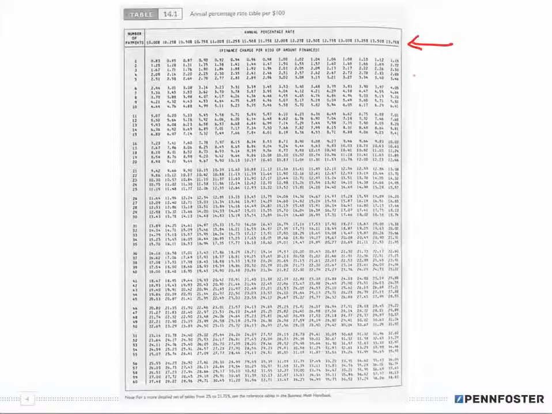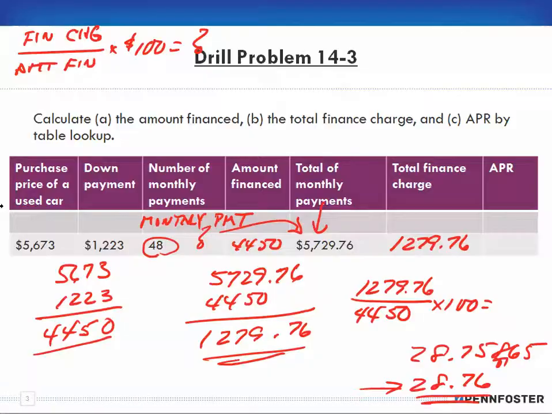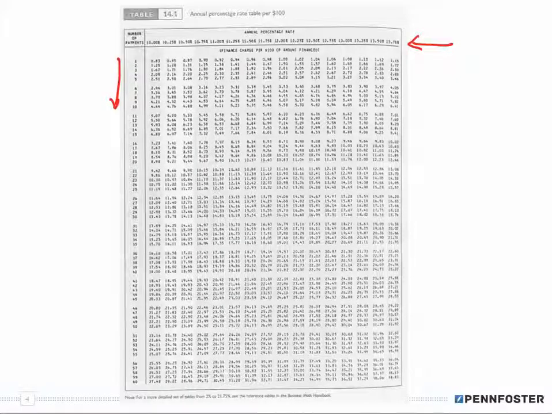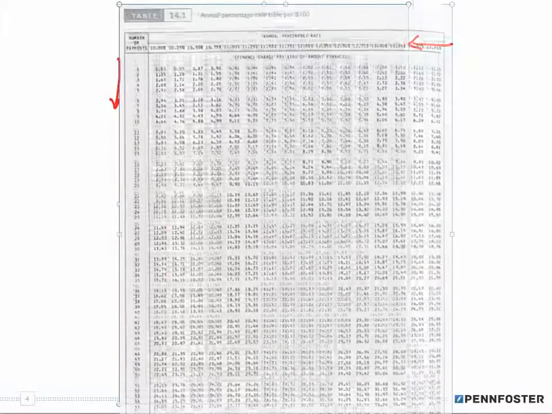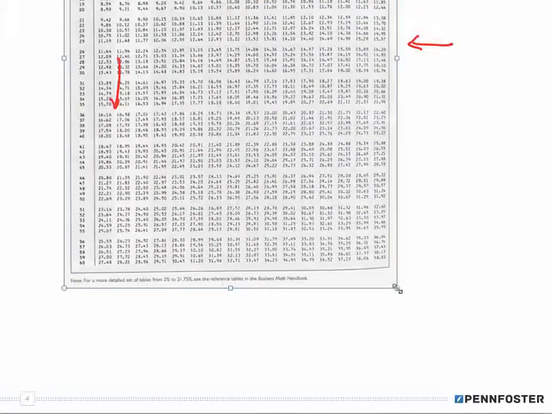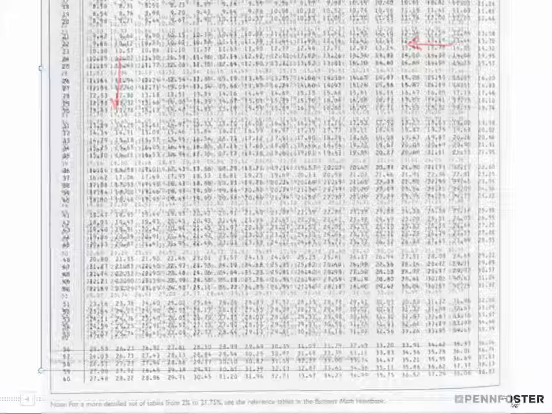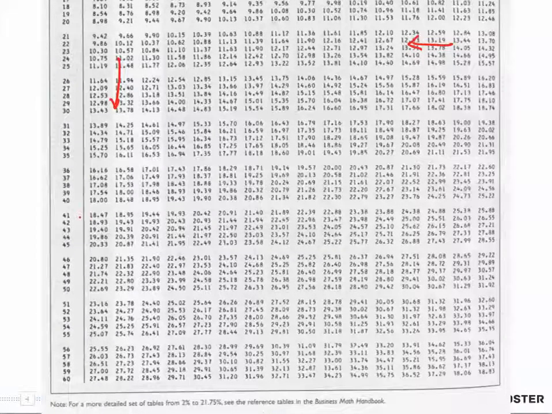Across the top here are my interest rates, and down the side here is the number of payments. Since this was 48 payments, here's the number of our monthly payments, the 48. I'm going to come down the side here and look for payment 48. Now, I'm going to expand this a little bit and reposition it so that you can see the numbers a little bit easier. So I'm coming down the side and I'm going to find 48 payments.